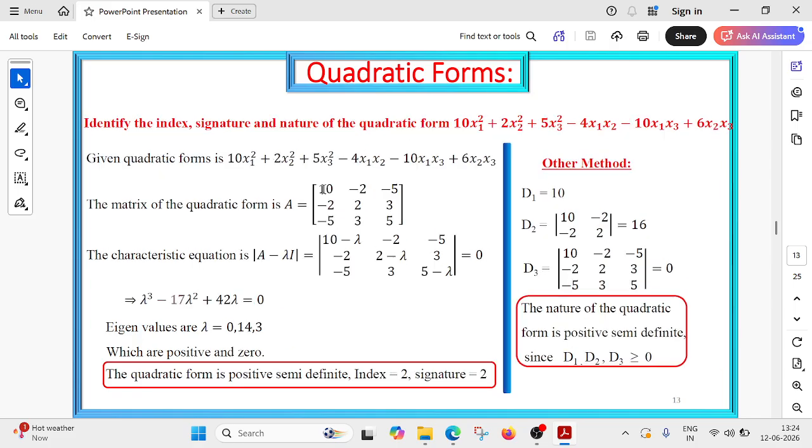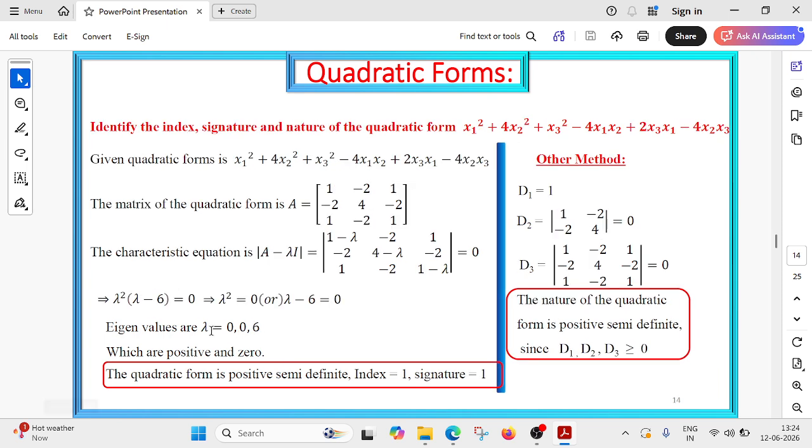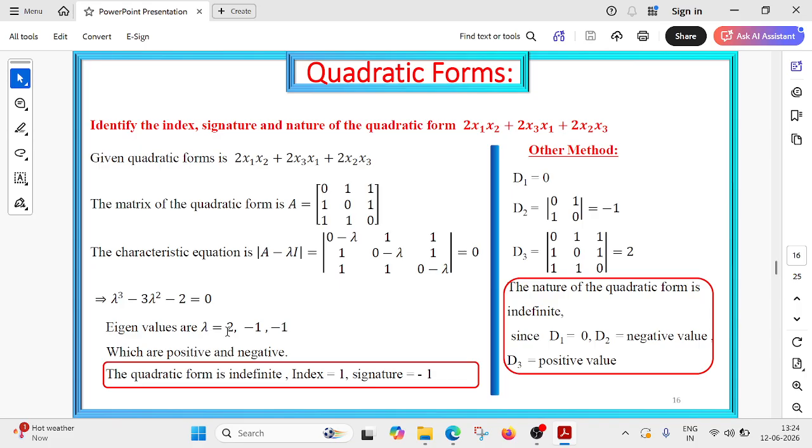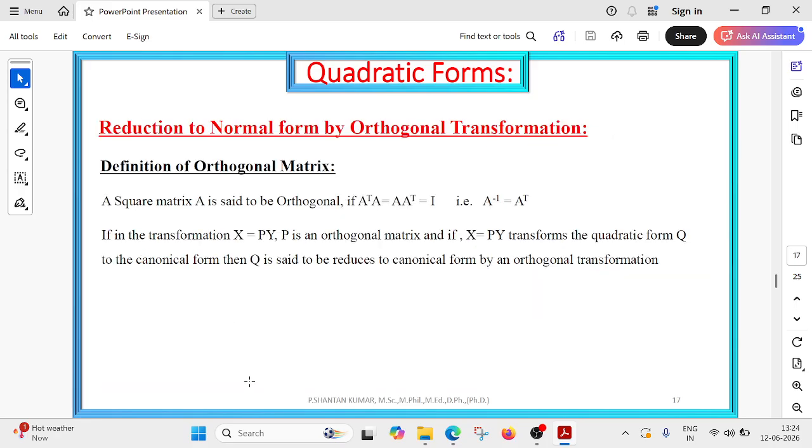Third example, I need to tell about that. Here 0 will be there, no? So that's the reason it is positive semi-definite, because all are positive except at least one 0. Two zeros and the rest positive: positive semi-definite. All are negative: negative definite. And one is positive, one is negative: that is indefinite. So we can do those problems, right?